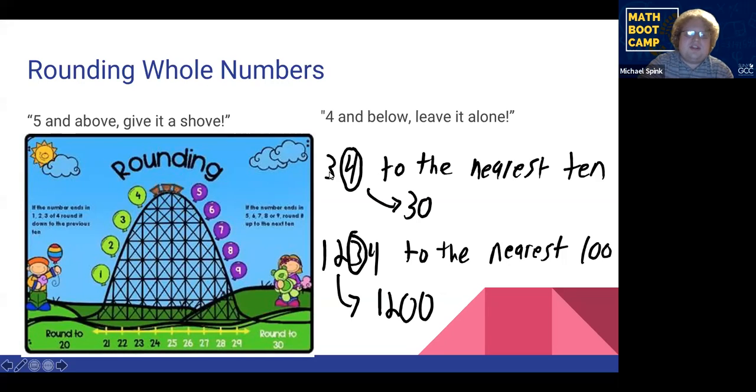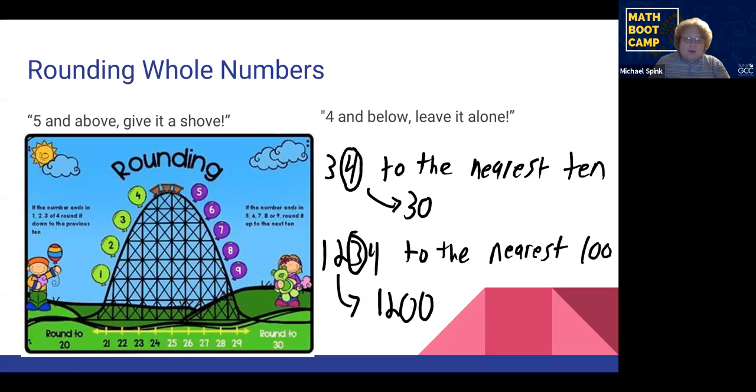So let's take 34 and round it to the nearest 10. How we do this is we look at the tens place and go one more place to the right. In this case, that's the 4. It's 4 and below, we're going to leave it alone and round it down to the next 10, 30.